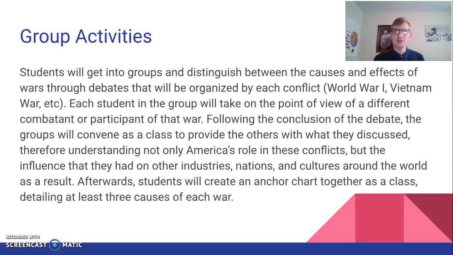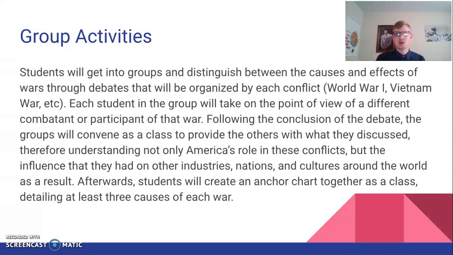Okay, so for our group activities, students, we will all be getting into groups, and so let's say Group A would be World War I, Group B would be the Vietnam War, and so on and so forth. Now, in each of these groups, I have the information sheets here that I'm going to hand out with all the more specific instructions, but you will each be getting a certain nation within that conflict, an individual viewpoint from one of those nations. So let's say for World War I, someone gets France, someone gets Germany, someone gets the United States, Britain, and so on and so forth.